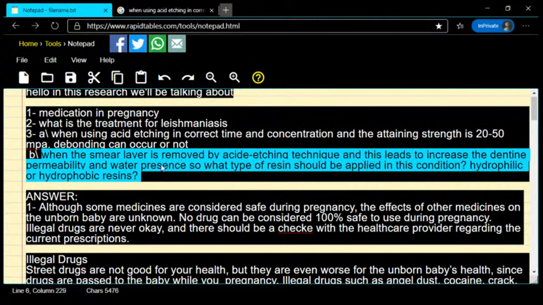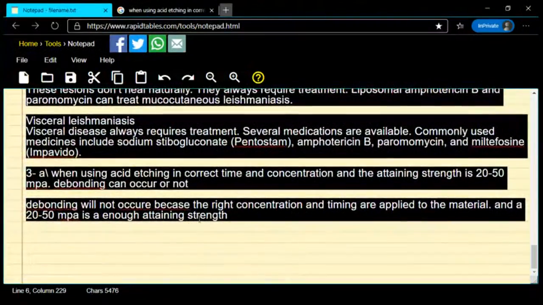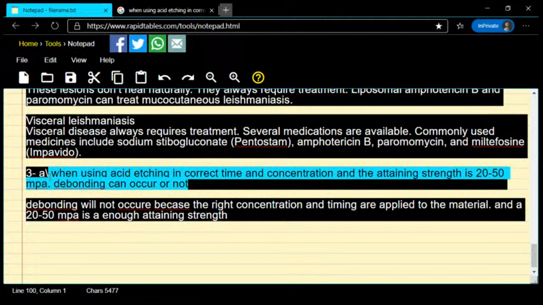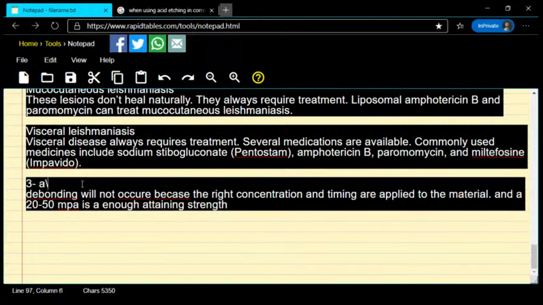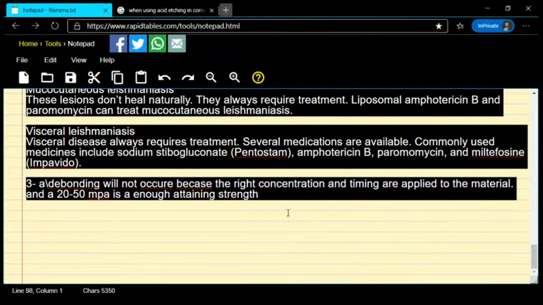Next on the subject, number 3 subject, we have: when the smear layer is removed by acid etching technique, and this leads to increased dentine permeability and water presence. What type of resin should be applied in this condition? Hydrophilic or hydrophobic? Obviously, hydrophobic. Acid is A. And this is B.